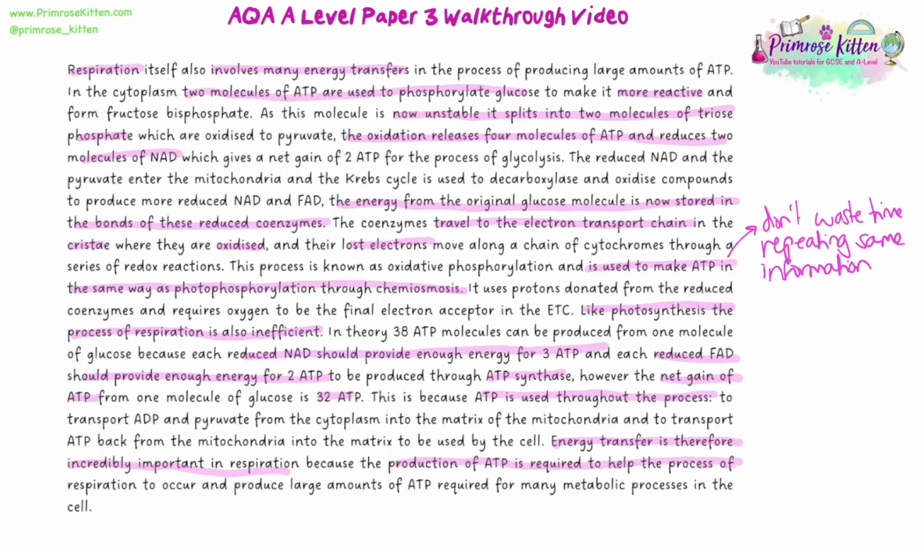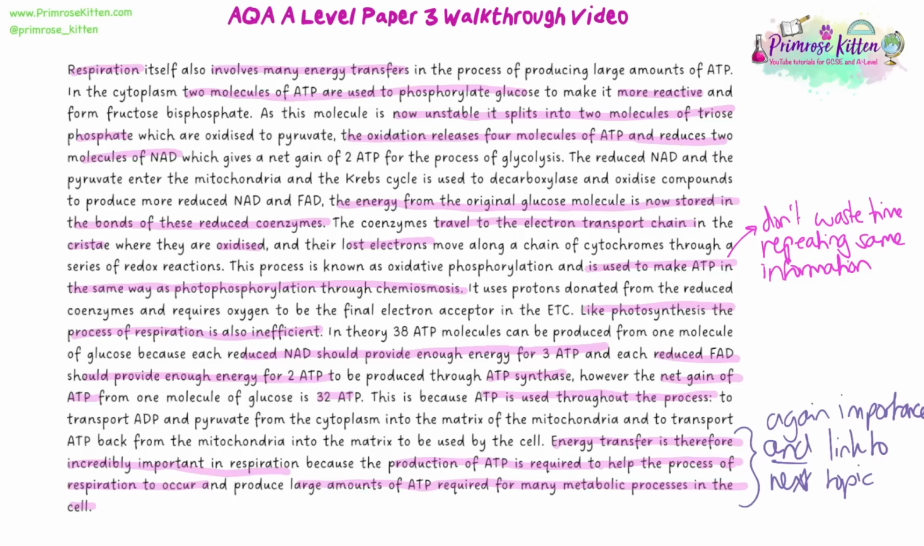However, the net gain of ATP from 1 molecule of glucose is 32 ATP. This is because ATP is used throughout the process to transport ATP and pyruvate from the cytoplasm into the matrix of the mitochondria, and to transport ATP back from the mitochondria to be used by the cell. Energy transfer is therefore incredibly important in respiration because the production of ATP is required to help the process of respiration to occur and produce large amounts of ATP required for many metabolic processes in the cell.